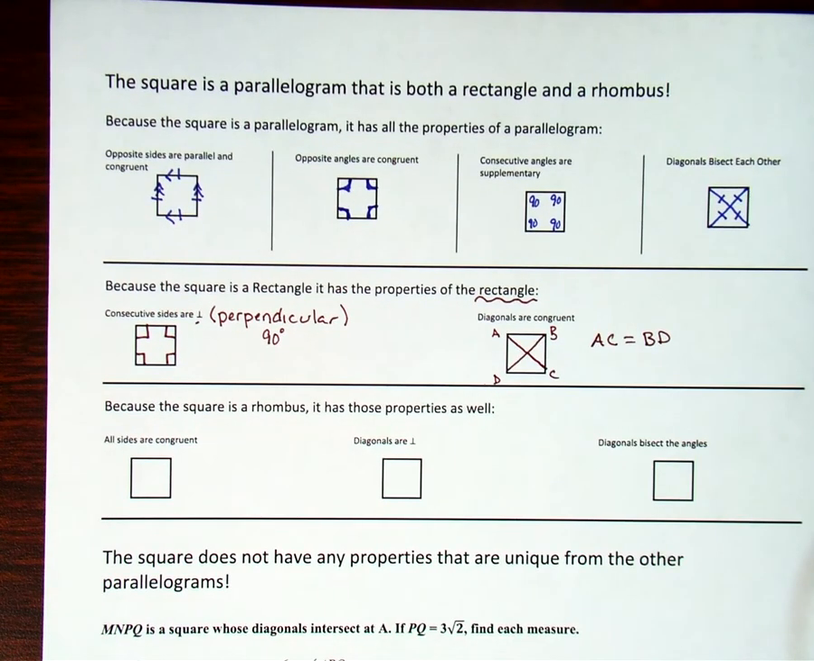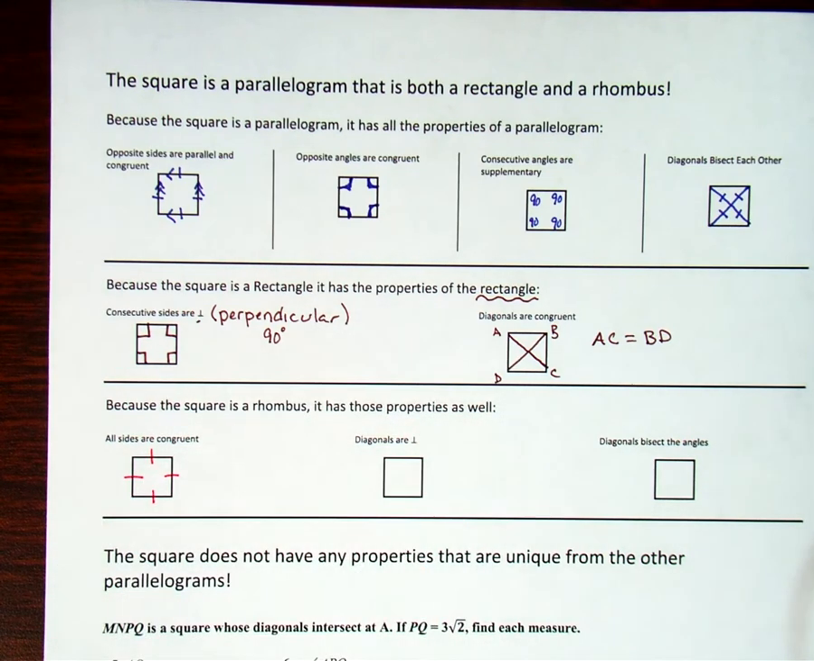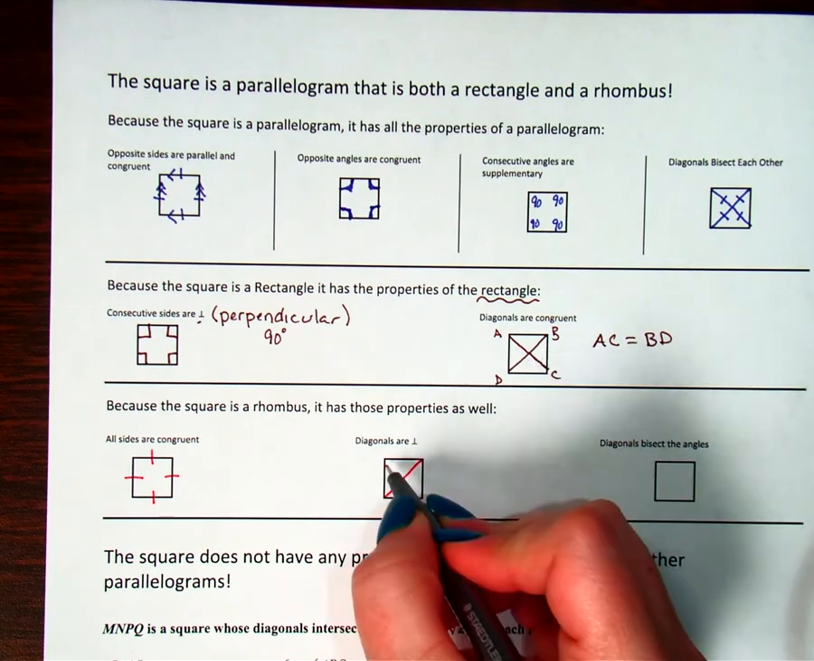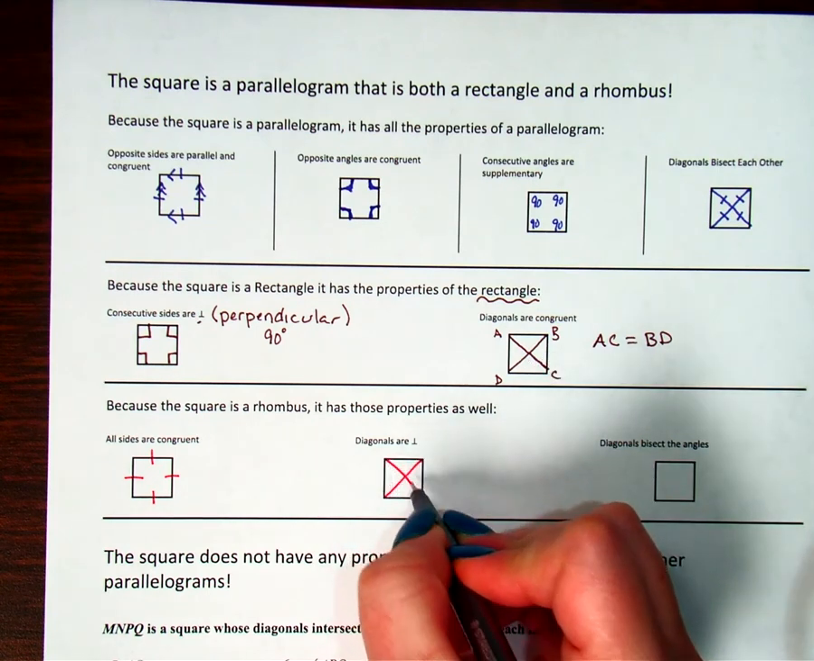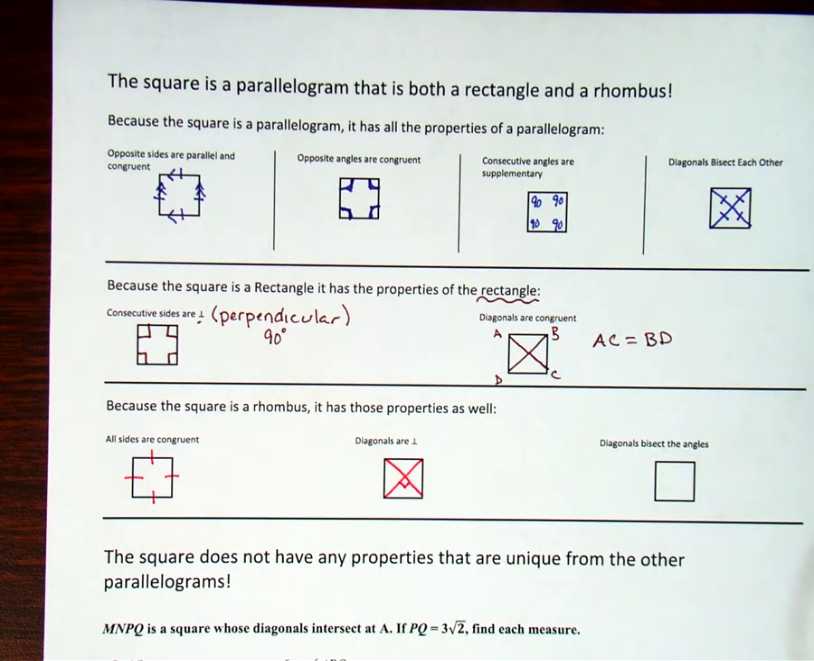Then, because the square is not only a parallelogram, not only a rectangle, but also a rhombus, it's going to have those properties of the rhombus as well. All four sides are going to be the same. My diagonals are going to be perpendicular, so when I draw in those congruent diagonals, I know they're congruent because it's a rectangle. Not only are they congruent, but they are going to intersect at a 90-degree angle.